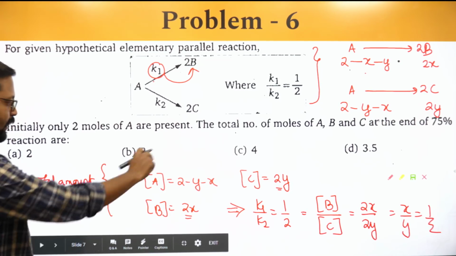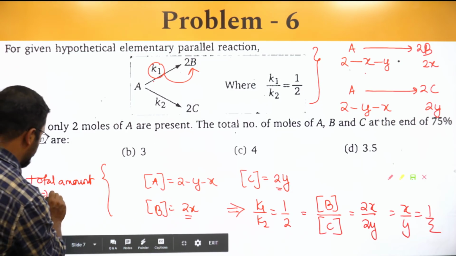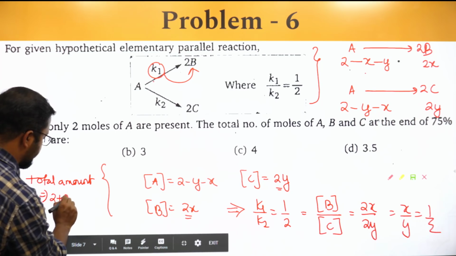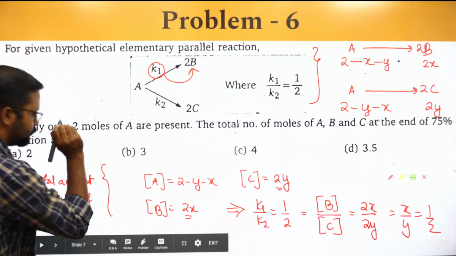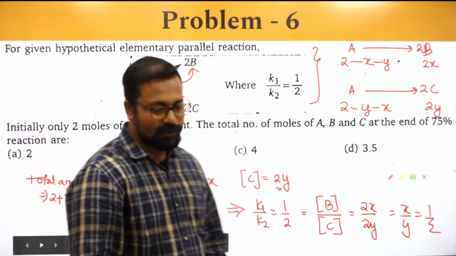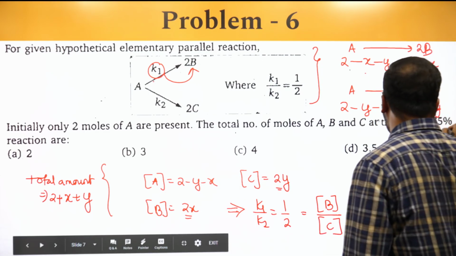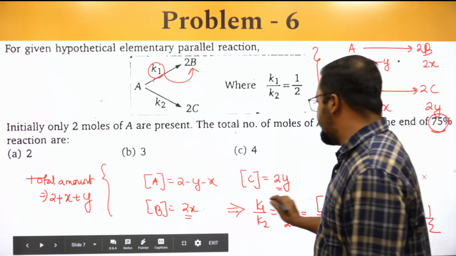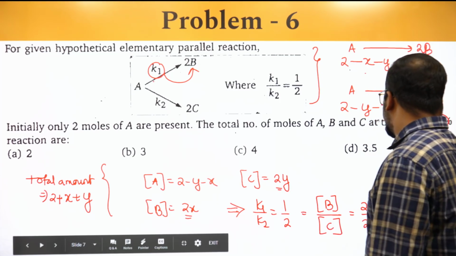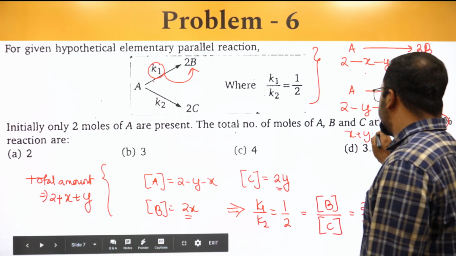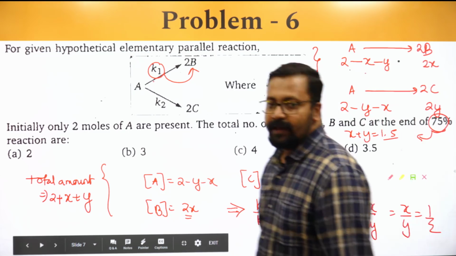What will be the total amount? I know it will be 2 plus X plus Y. If it is dissociating in the ratio 1:2 and 75% reaction takes place, then X plus Y will be equal to 1.5.